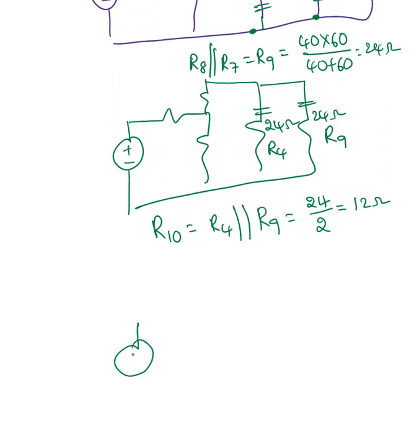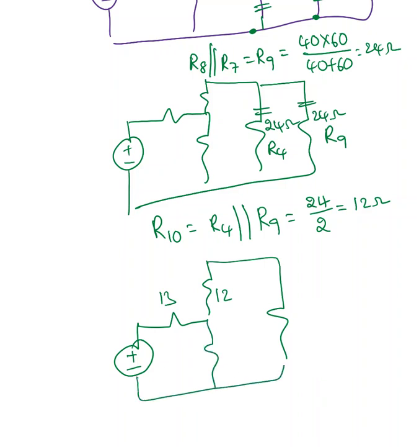Now here is a little bit harder part. Now here is 13 ohms, 12 ohms, 12 ohms and 24 ohms. Okay, so this is R1, R2, R3 and R10. Now which elements are connected in series, and which elements are connected in parallel? Remember, if the same current is passing through them, they are connected in series, right?